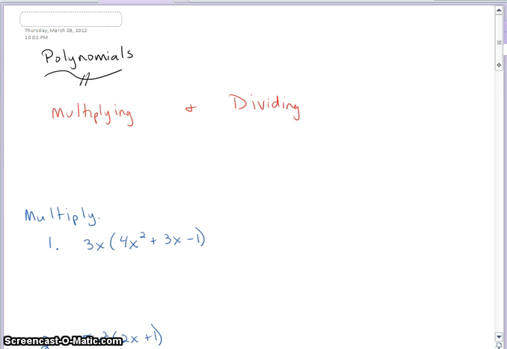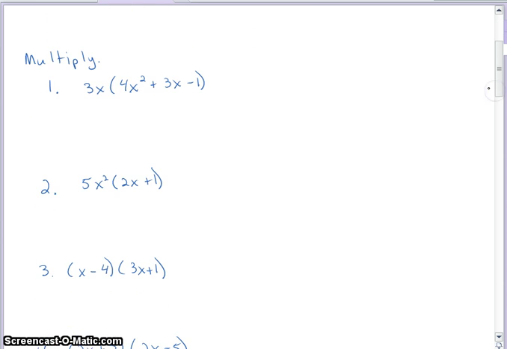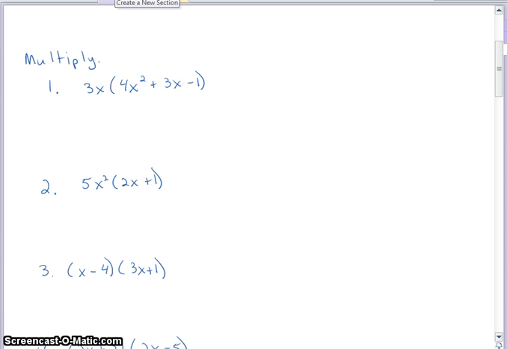Multiplying is pretty easy. You've seen this before. You know how to distribute, so let's start there. So we're going to multiply these polynomials. First I've got 3x times 4x squared times the 3x times the negative 1. Once you distribute and multiply these, so I've got 3x times 4x squared plus 3x times 3x plus 3x times negative 1. Once I do the multiplying, the parentheses are gone, so I'm not worried about those anymore.